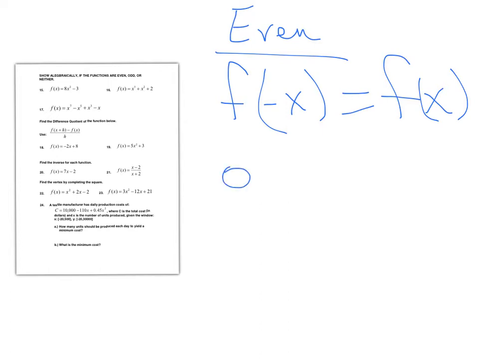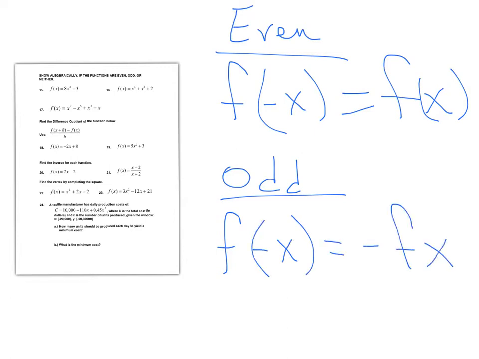Odd functions are symmetrical as well, but they're not about the y-axis or the x-axis. They are about the origin. What that means is that f of negative x is equal to negative f of x. So when you put a negative 1 into the function, it's the opposite of when you put in a 1.